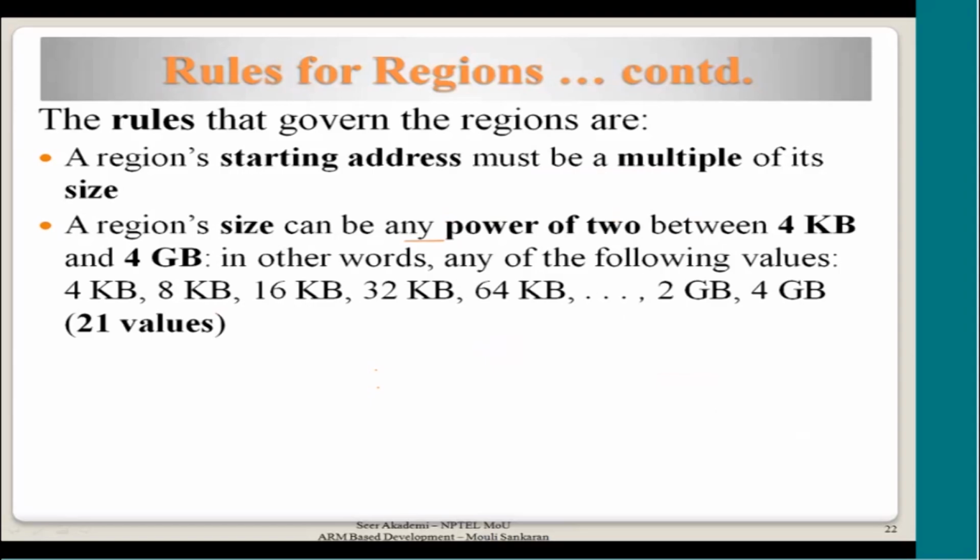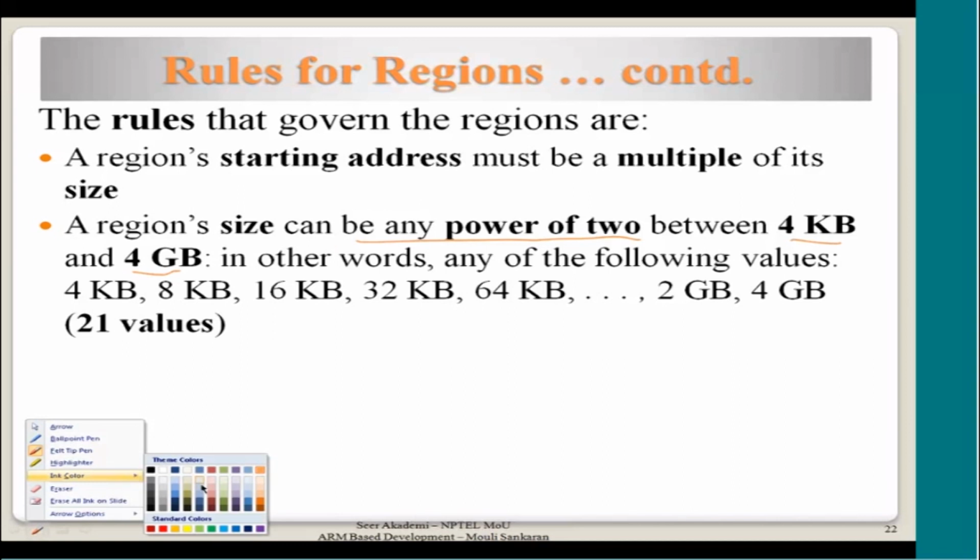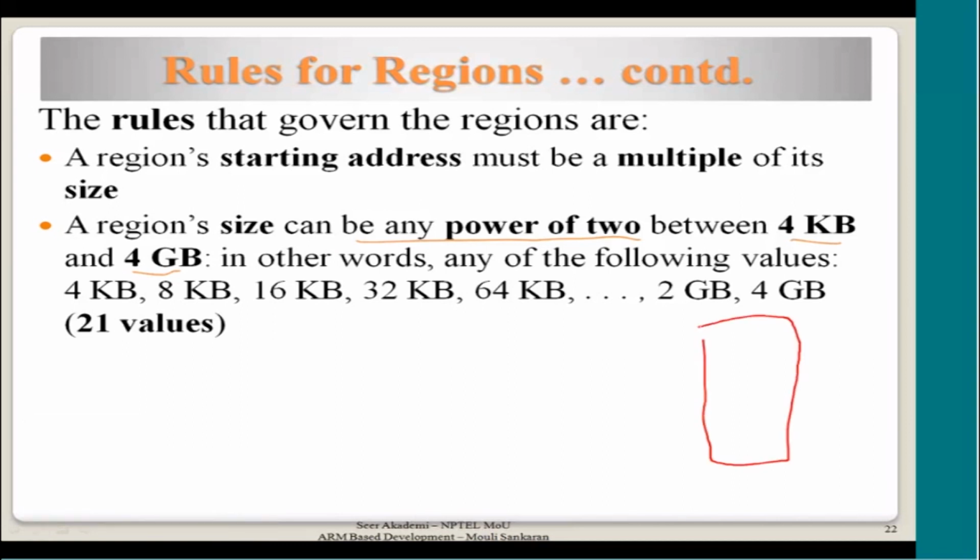So region sizes are also any power of 2. It has to be a power of 2, varying from 4 kilobyte to 4 gigabyte. So you should now know that the total memory that can be accessed by the processor is 4 gigabyte, correct? 32 bit. So the region can be of maximum size 4 gigabyte. Okay, you can also define a region which covers the whole memory area of the processor.